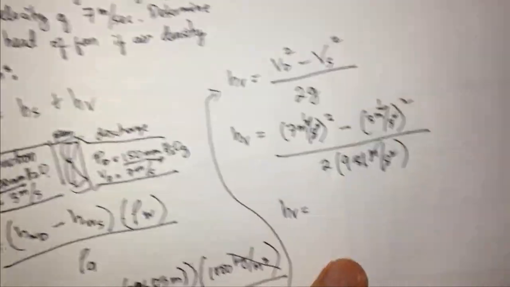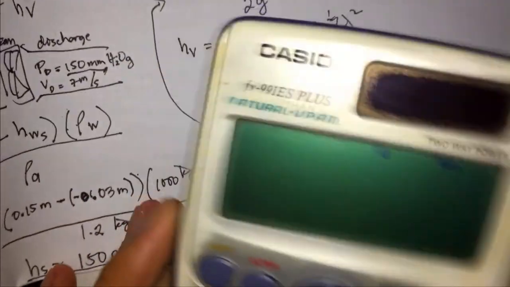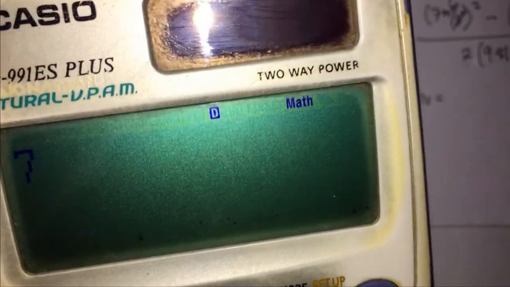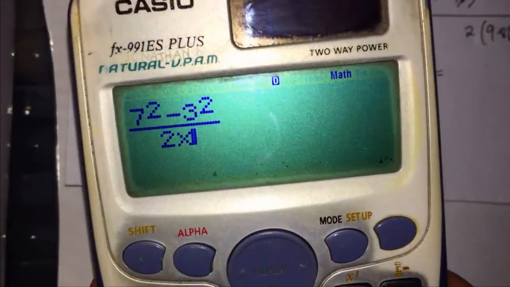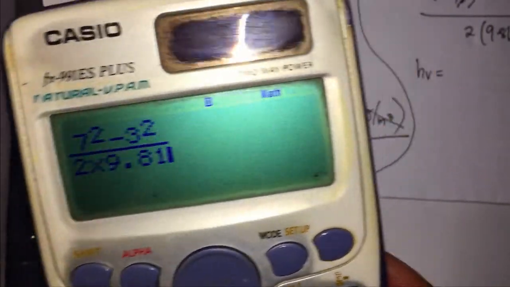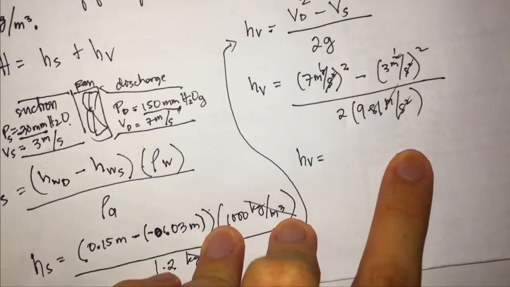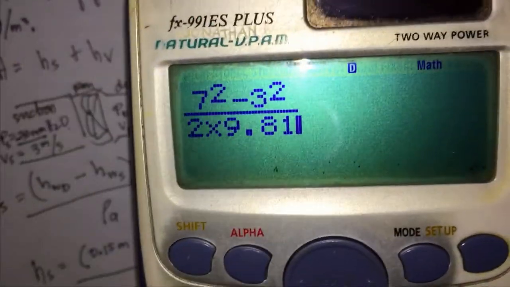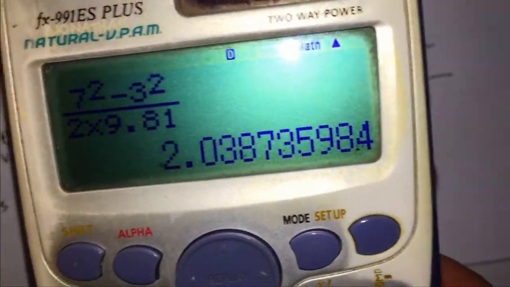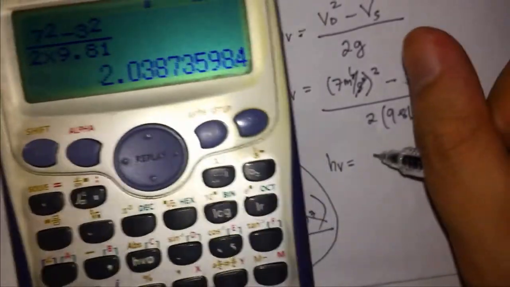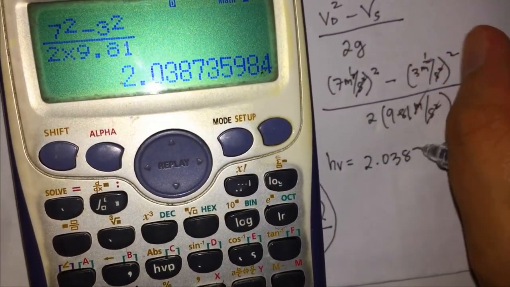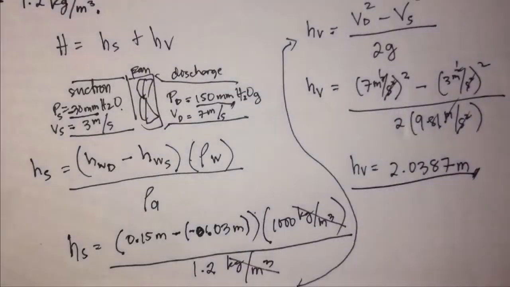So, velocity head will be 7 squared minus 3 squared all over 2 times 9.81. Okay? Equals 2.0387 meter.